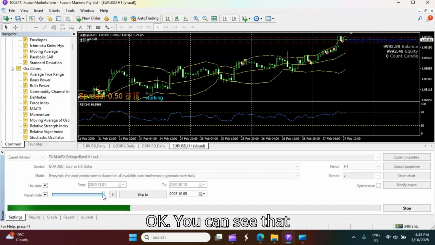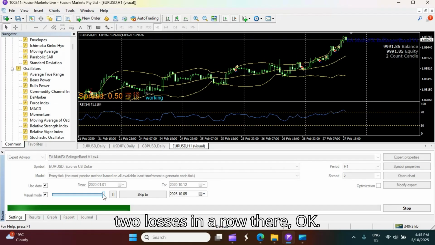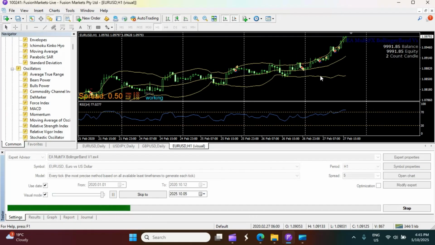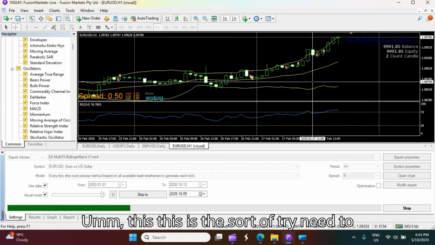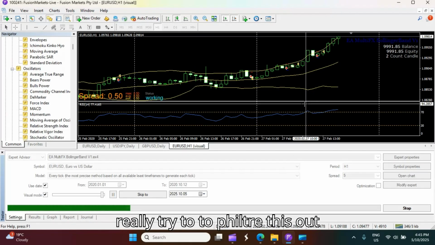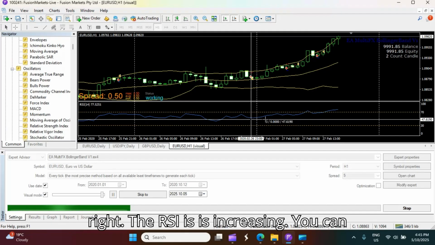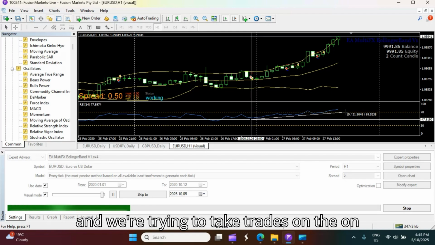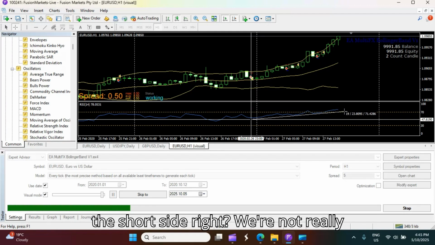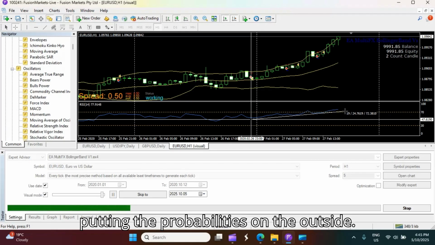And then we took the next trade, and it was a profit trade there. Okay, you can see that two losses in a row there. We really need to try to filter this out. The RSI is increasing. You can see the RSI is on the upside there, and we're trying to take trades on the short side. We're not really putting the probabilities on our side.